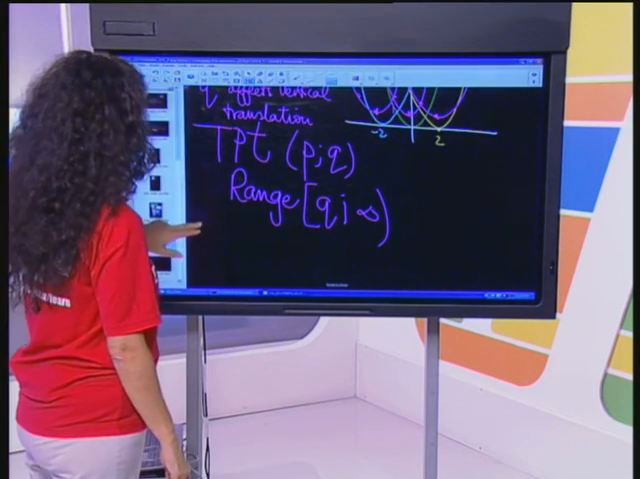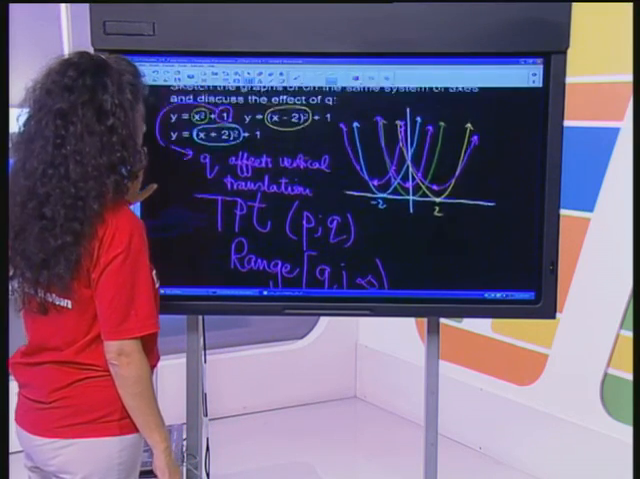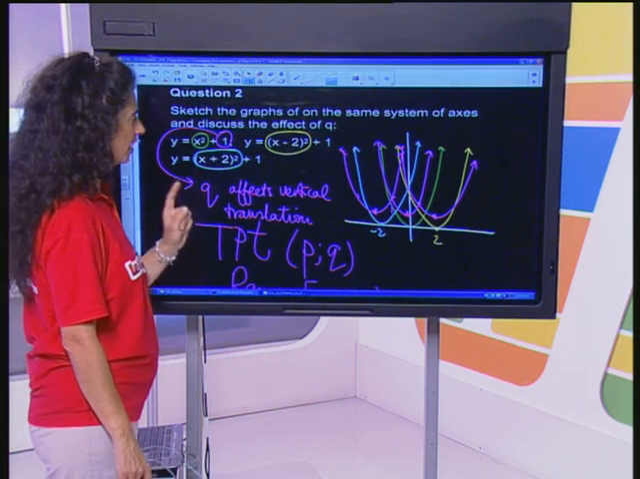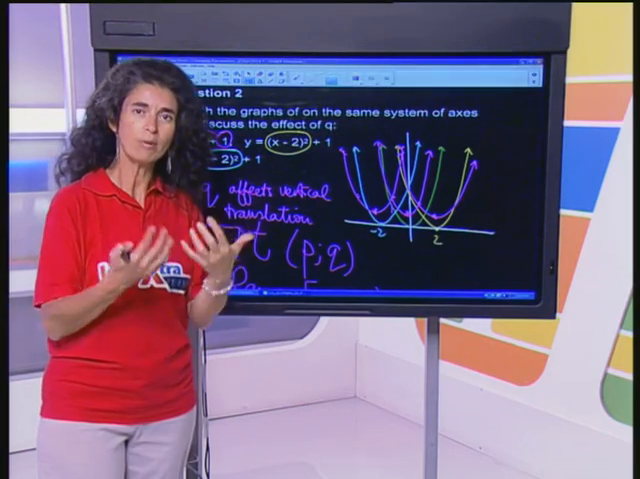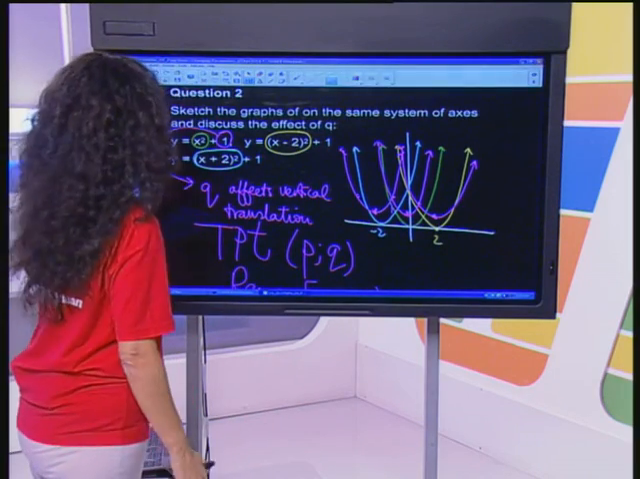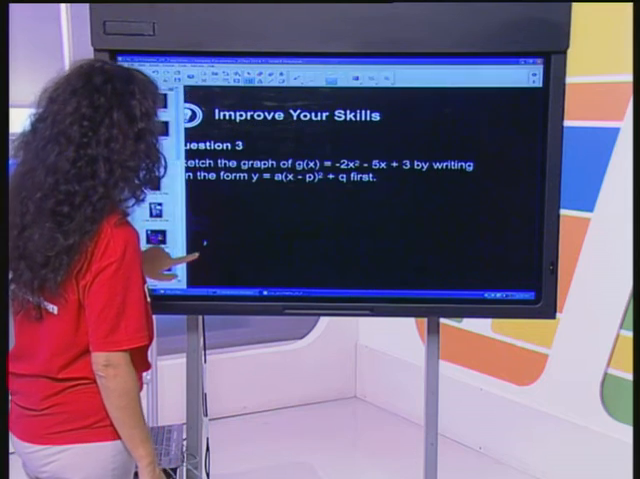Okay, but now we're saying that my parabola, can you see how it's written? It's written in a unique way. It's written as x minus 2 all squared plus 1. It's written as x plus 2 all squared plus 1. So if we are given y equals ax squared plus bx plus c, we must be able to write it in that format.